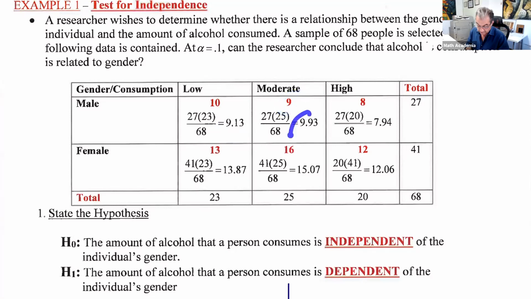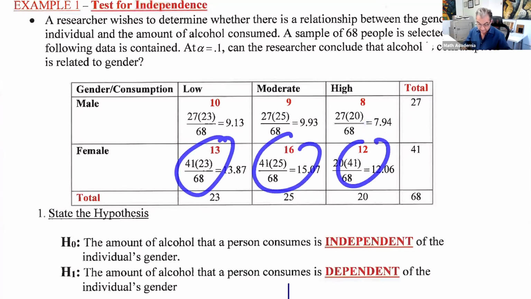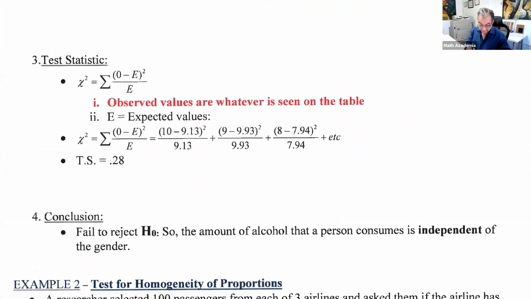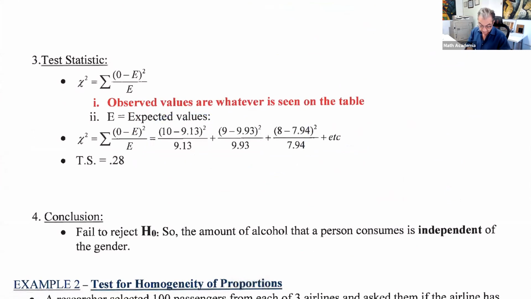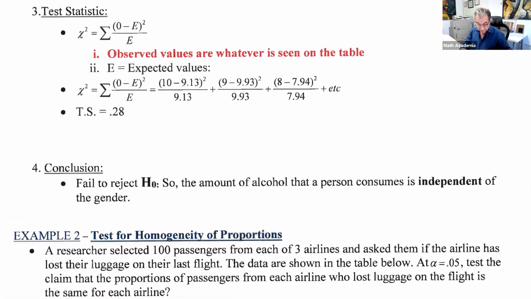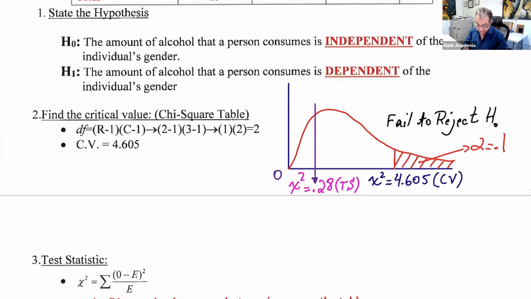9 minus 9.93 squared divided by 9.93 is for the second one. 8 minus 7.94 squared divided by 7.94 is the third one, and you have to do it for each one of them and add them. So I put it here. I put 3 of them, and I put etc. because it continues. And if you add all those up, you get 0.28. So 0.28, let's go see where 0.28 is. 0.28 is here in the non-shaded area.